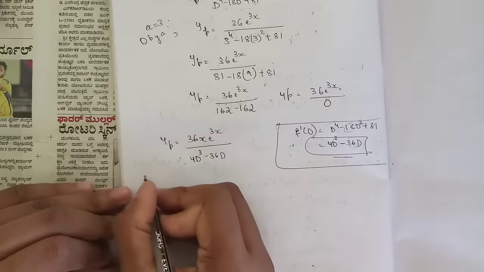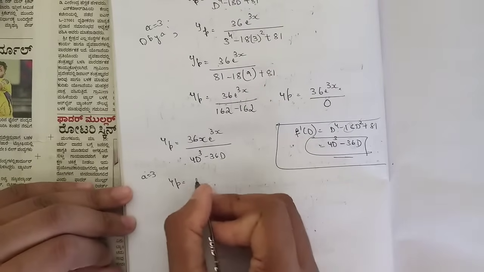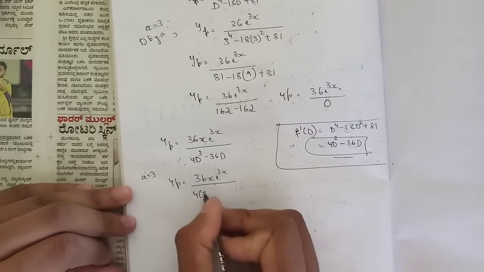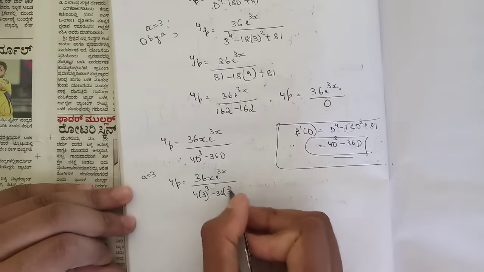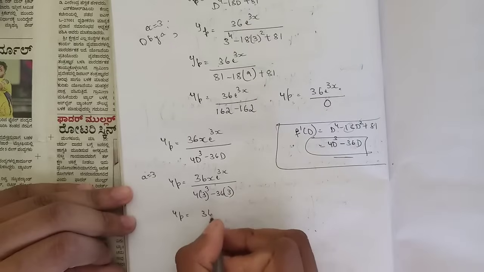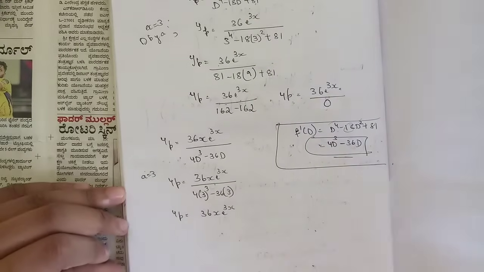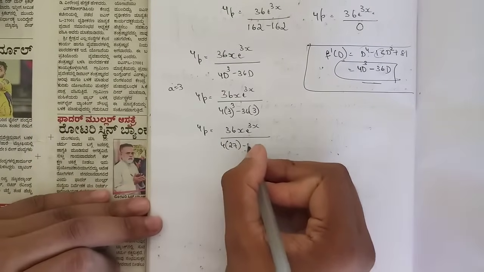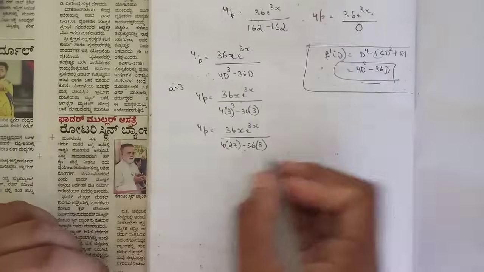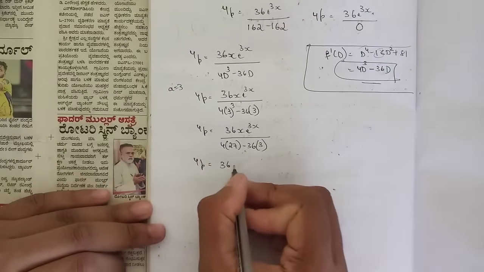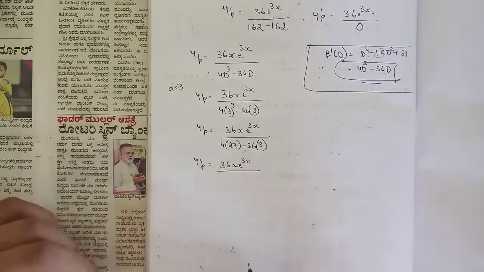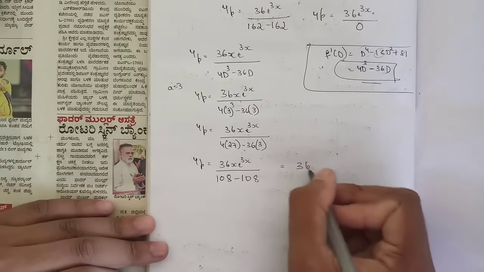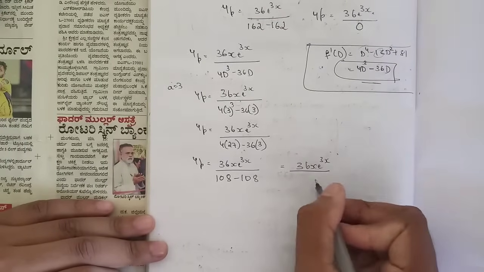Now the value of a is 3. After replacing d by a, we get 36x e power 3x divided by 4 into 3 cube minus 36 into 3. So y p is equal to 36x e power 3x divided by 4 into 3 cube is 27, 27 fours are 108, minus 36 threes are 108. Again we get the denominator as 0.